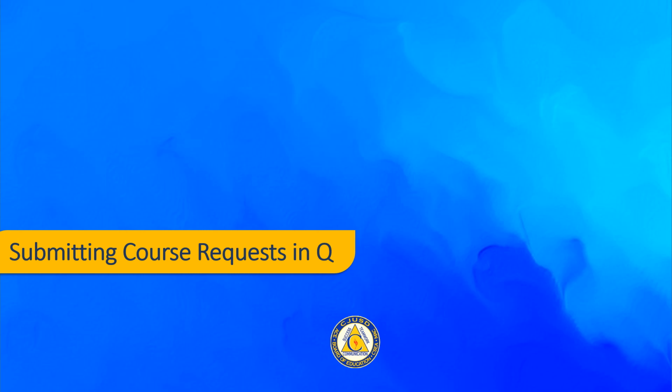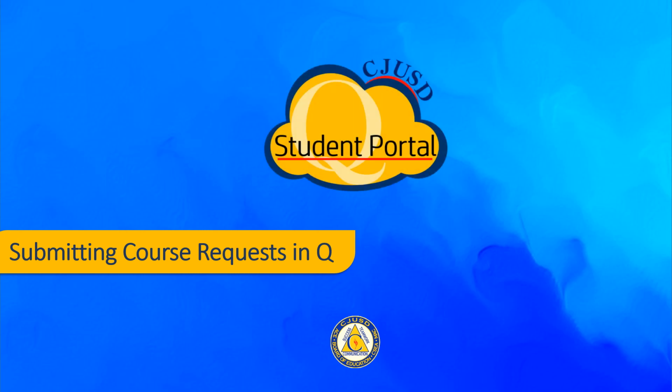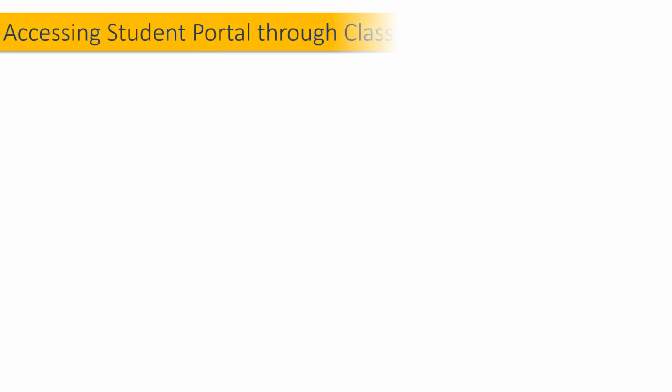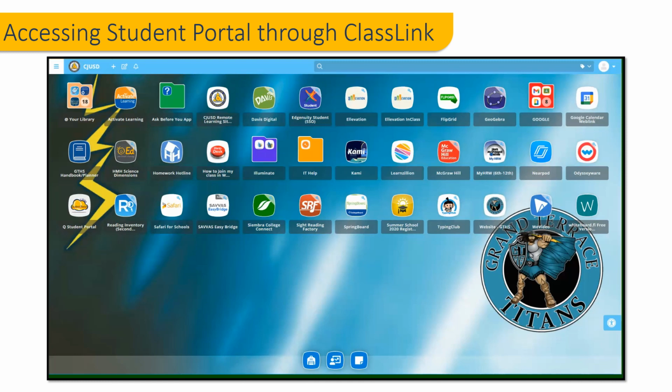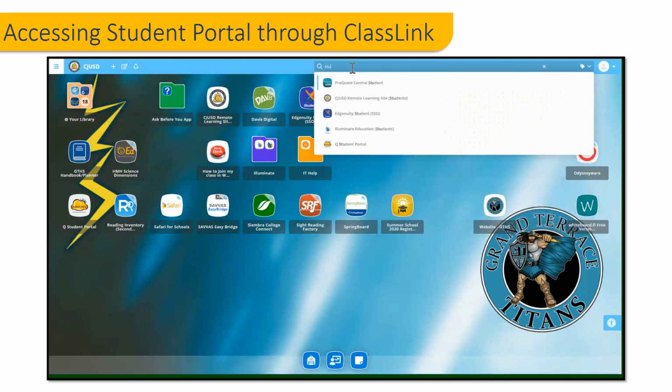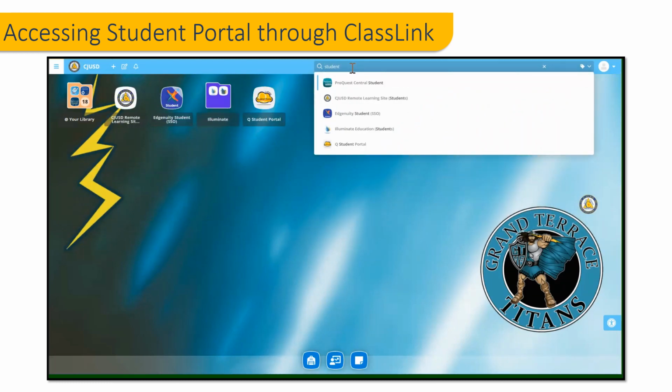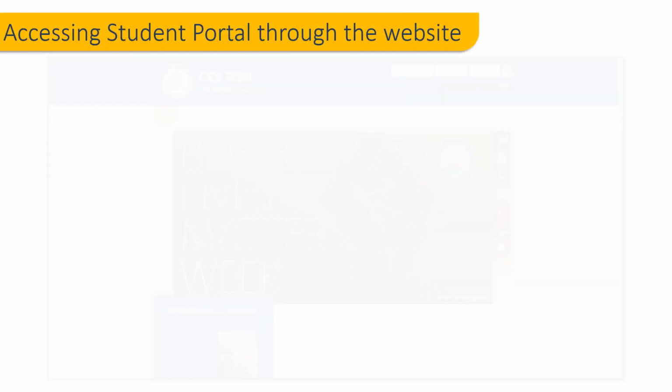This video is to help all CJUSD's secondary students submit course requests using CUE's student portal. Now, there are two ways for students to access Student Portal. The first is through ClassLink. Students can log into ClassLink and search for the icon on their Launchpad for CUE Student Portal. They can also use the search bar at the top to type in Student or Portal or CUE and find the icon.